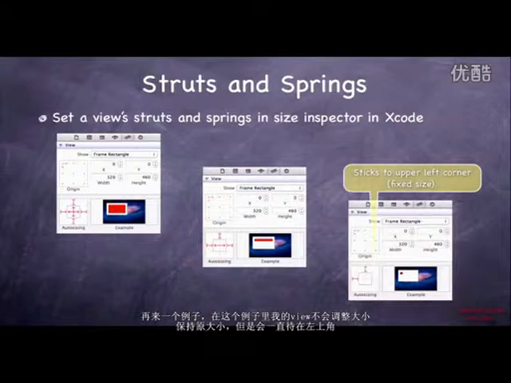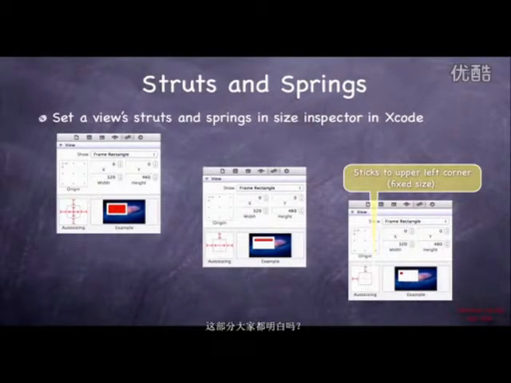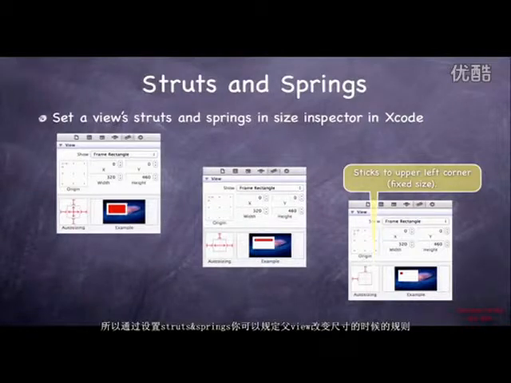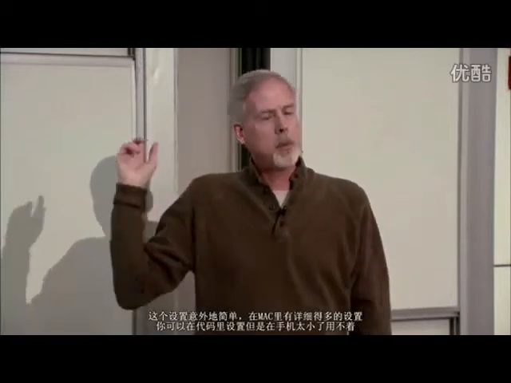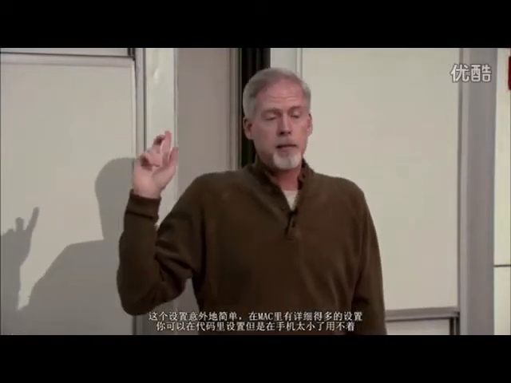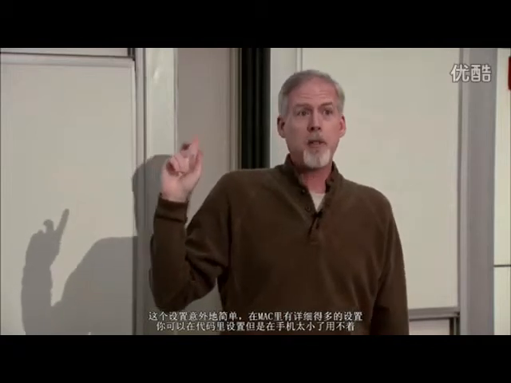Then here's another one. In this one, my view will not resize, it will stay the exact same size no matter how big or small my superview gets, but I'll always stay in the upper left-hand corner at the same distance from the left and the top, because I have the struts on the left and top, but I don't have any springs in the middle. Everyone cool with this? So by setting your springs and struts, you can say what happens when the superview changes size. And it's surprisingly easy to get a lot of stuff to work nicely.